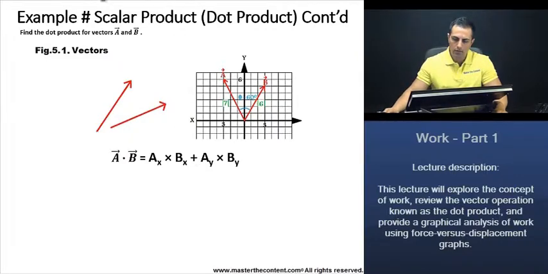Let me just get my pointer here. Wonderful. So if we take a look at figure 5.1, vectors here, we see that for our equation, what we need to do is we just need to take the product of the x components of the vectors and the y components of the vectors, and then the sum, and that will give us the dot product. So let's go ahead and do that.